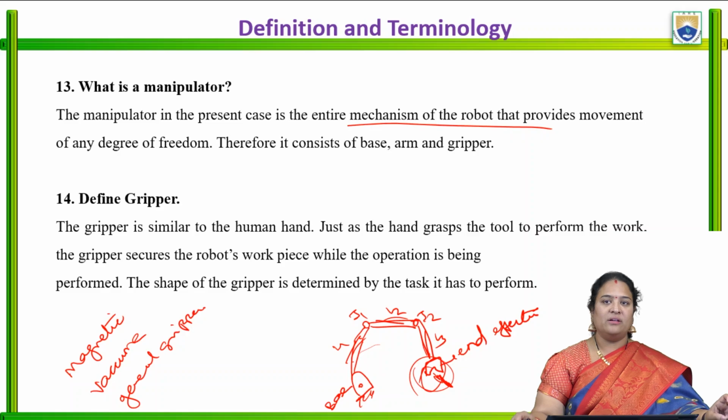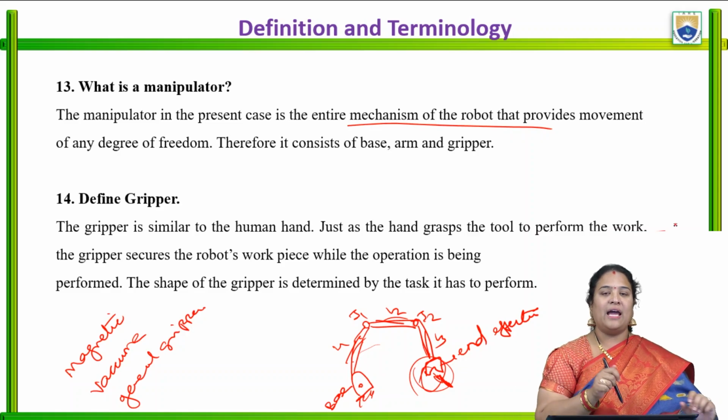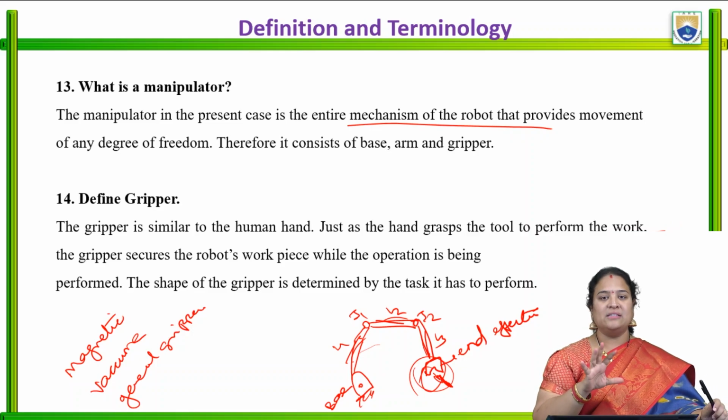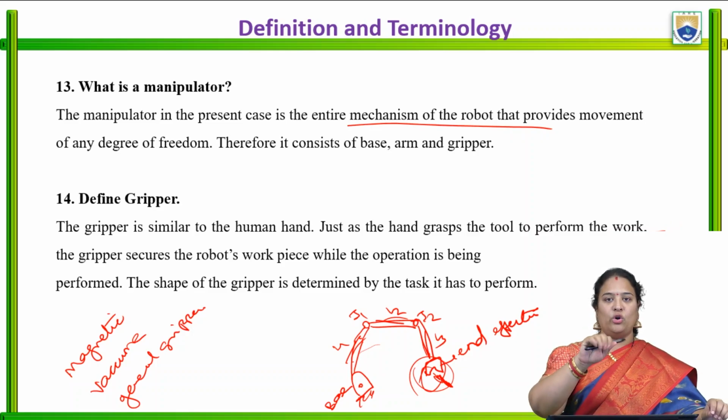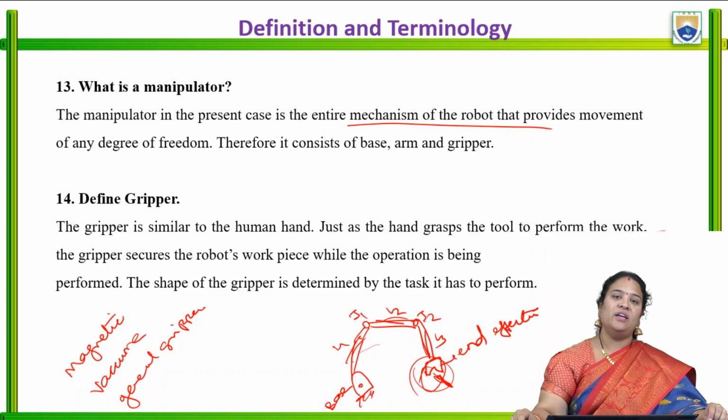So here, the hand grasps the tools to perform the work, as I've told you. The hand is used to perform the task, like holding the object in this form. In the same way, in the robot, the gripper is used to hold the objects, that is the workpieces, while the operation is being performed, and the shape of the gripper is determined by the task it has to perform.